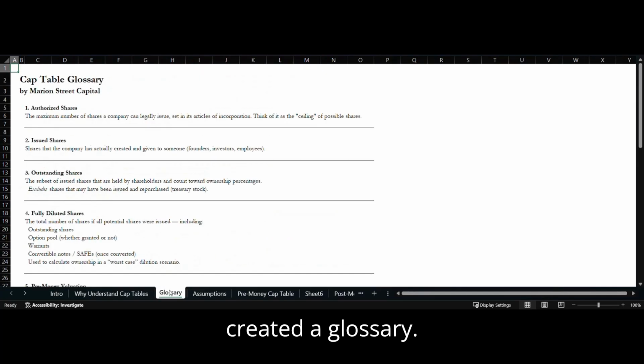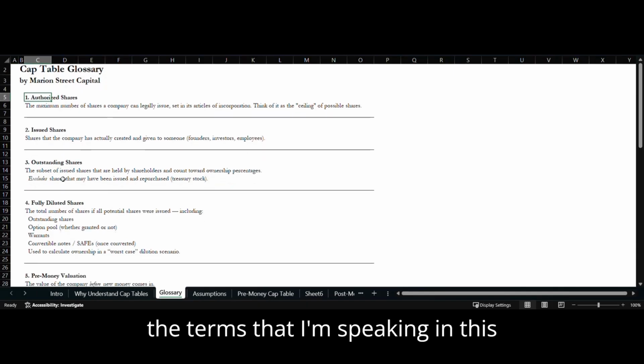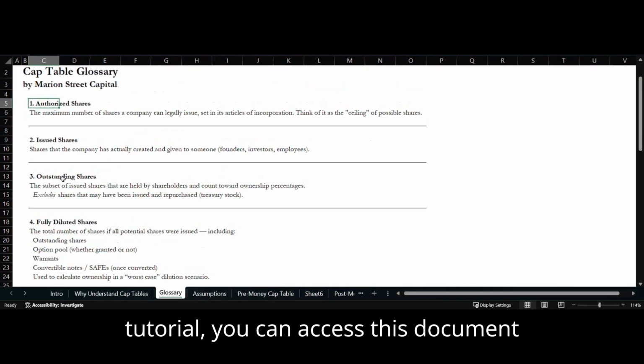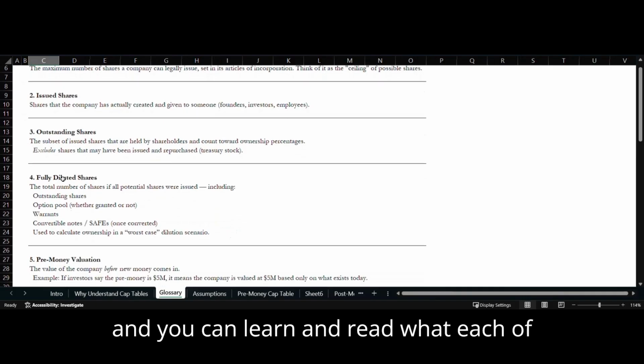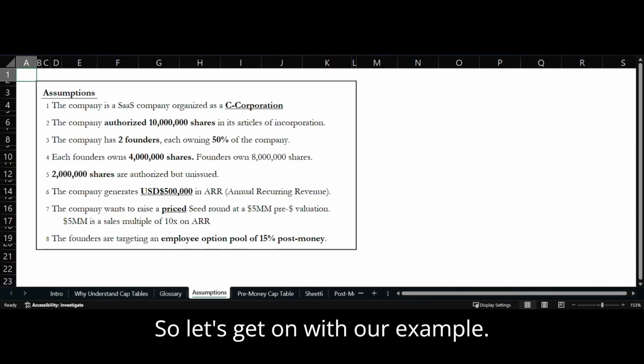We created a glossary. If you're not familiar with several of the terms that I'm speaking in this tutorial, you can access this document and you can learn and read what each of these terms I'm mentioning mean. So let's get on with our example.